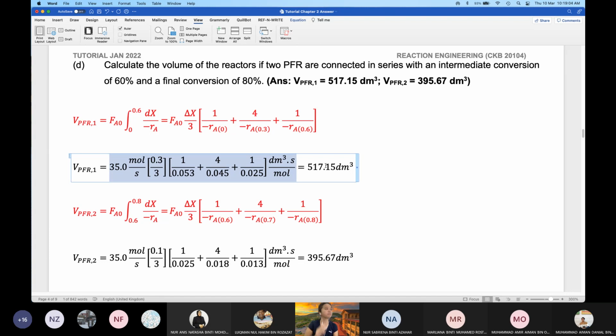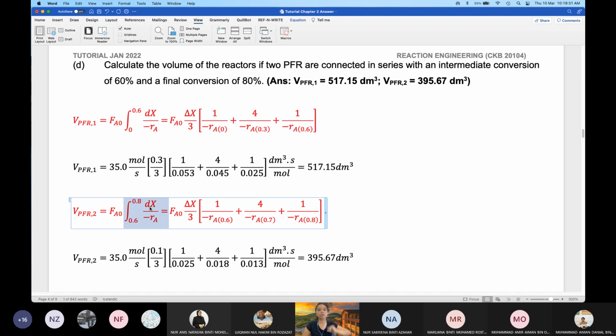So similar concept. First PFR, normally students don't make mistakes because the first PFR is actually the same as a single PFR. The problem only comes at the second reactor. Always the problem comes at the second reactor. Okay, now let us calculate the second reactor. Volume of PFR2, the second reactor volume, equals FA0, still there, but now integrating from 0.6 to 0.8.